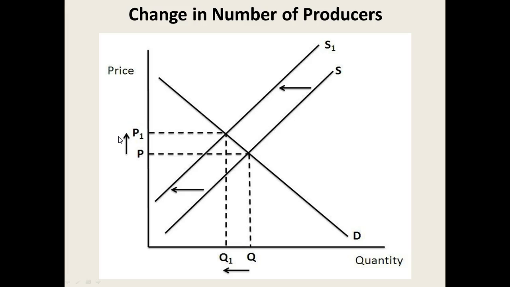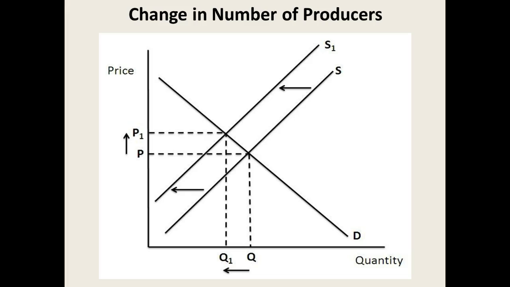Why a higher price? It's a more scarce good. There's fewer producers producing them, and so there's a scarcity of the good. Fewer goods mean each good becomes more valuable, more scarce. And therefore, we see that we shifted the supply curve to the left.